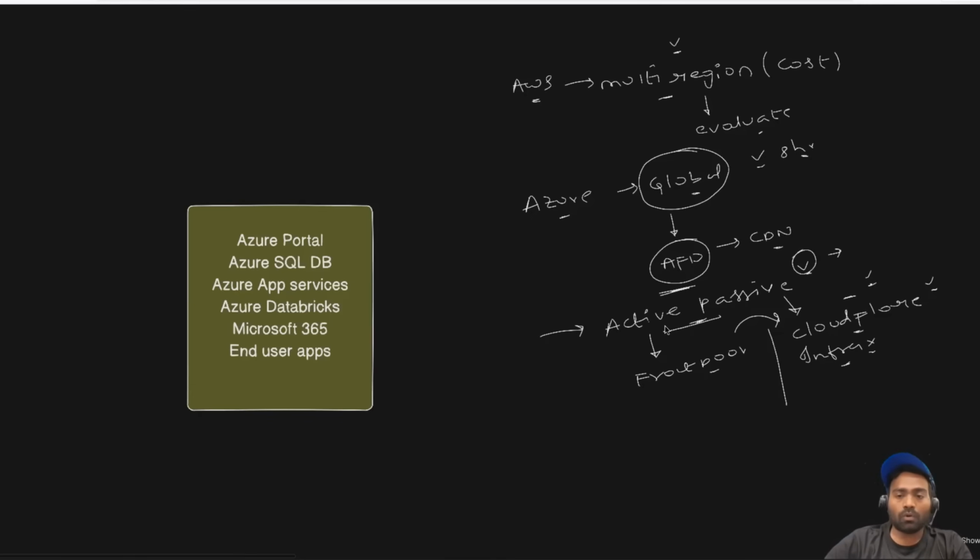Finally, how does the active passive setup work? You set up Azure Front Door, which you already have. Then you set up a CDN with Cloudflare and just keep it as a backup. During such an outage, just switch your CDN to Cloudflare and use it as your active setup. So this is about the outage root cause and how Microsoft resolved the issue in 8 hours.